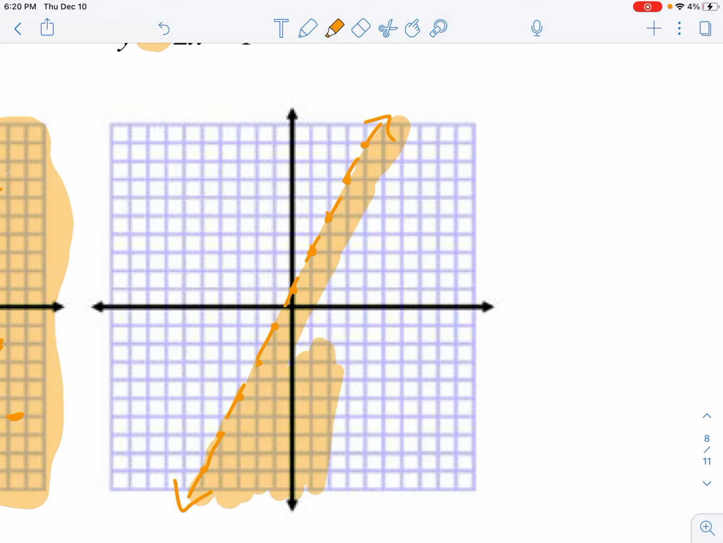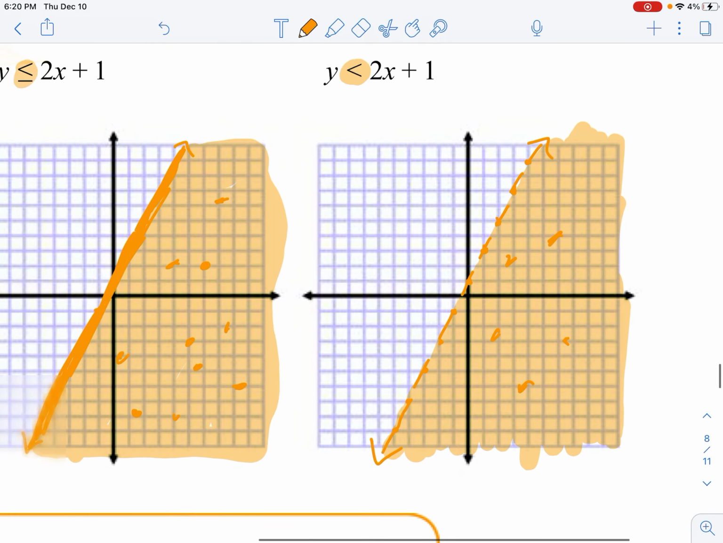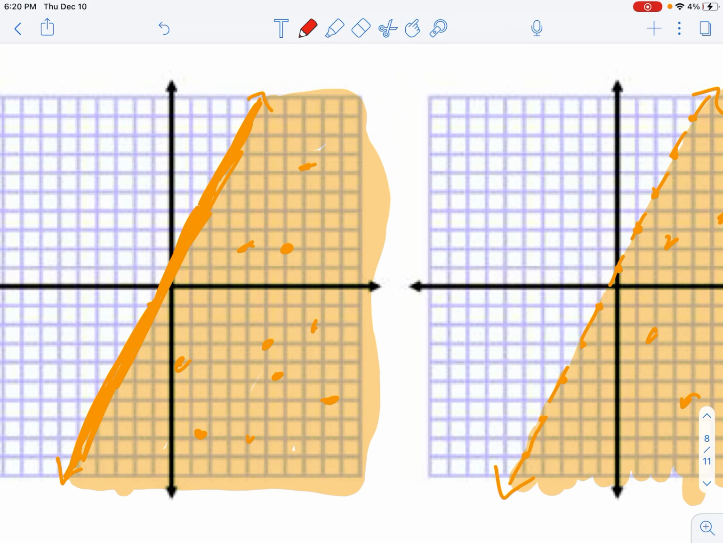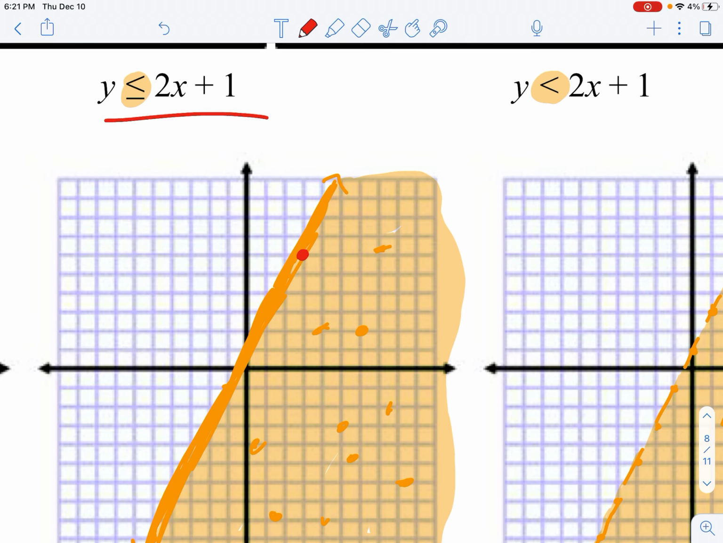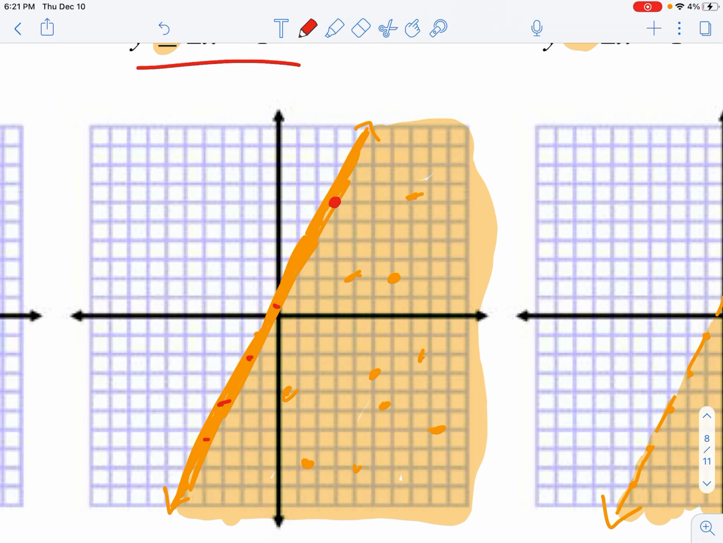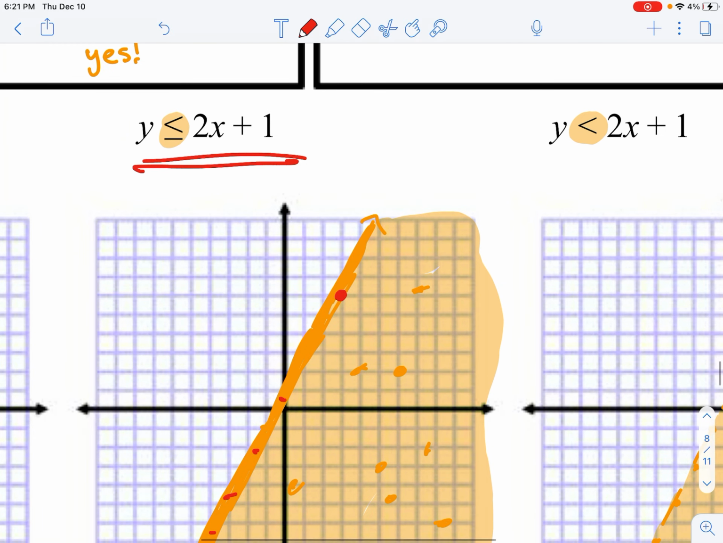You would just lightly do this with a pencil, but you can lightly shade this side, meaning the same thing as the other one. Any of the points that are in the shaded region would work. So what's the difference between these two? If they're exactly the same except the dotted line, what's the difference? Here's what it is. If I pick a point that's on the line, and I know I kind of colored over it, it's not a very good line anymore, but if I picked a point that was on the line, that point would make this statement true. Any point that's on this line would make this statement also true.